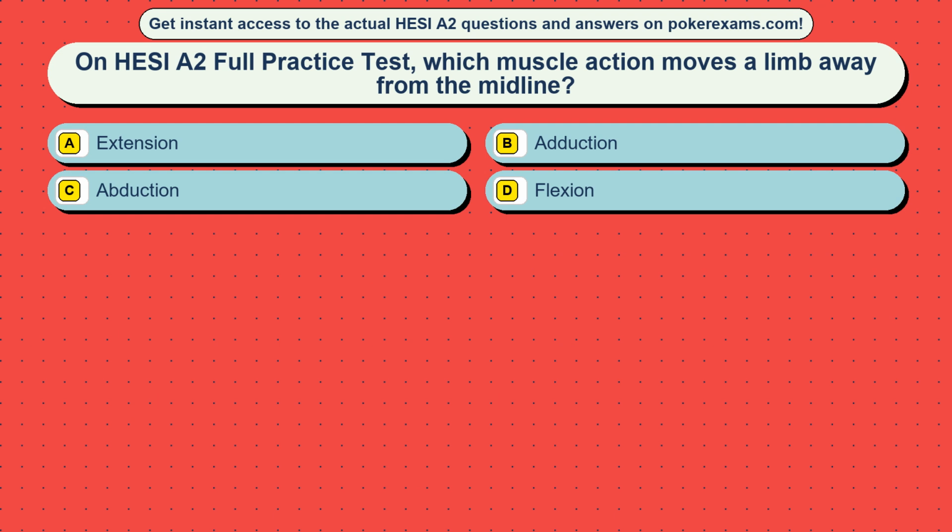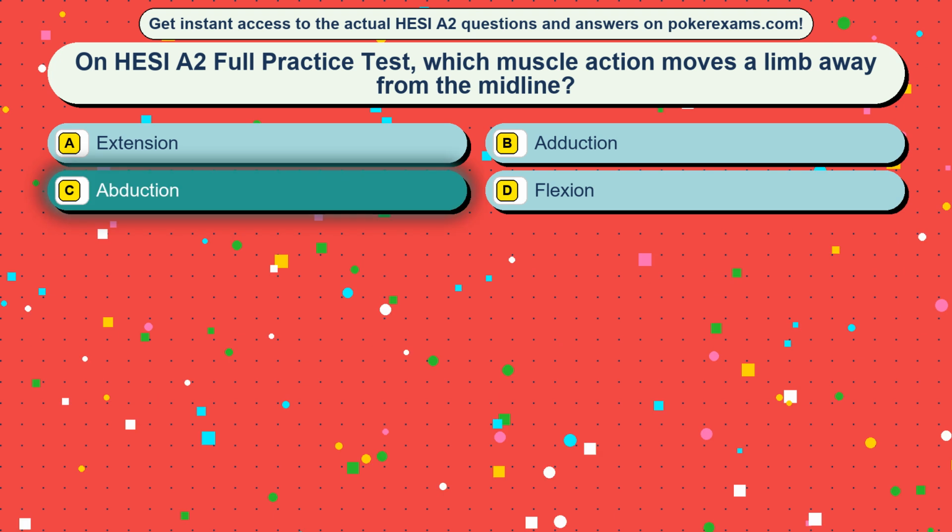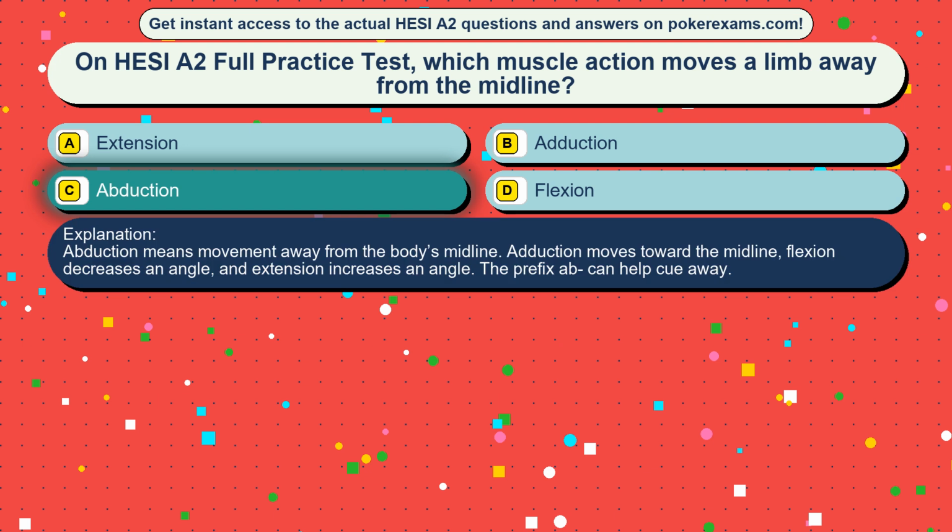Question 44. On HESI A2 full practice test, which muscle action moves a limb away from the midline? Option A, extension. Option B, adduction. Option C, abduction. Option D, flexion. The correct answer is option C, abduction. Abduction means movement away from the body's midline. Adduction moves toward the midline, flexion decreases an angle, and extension increases an angle. The prefix AB can help cue away.